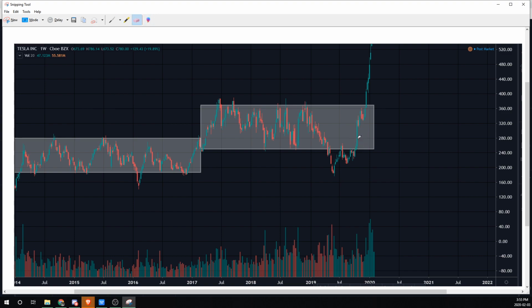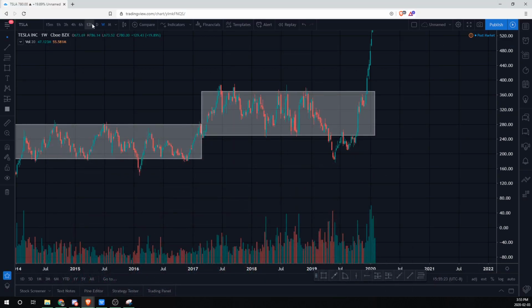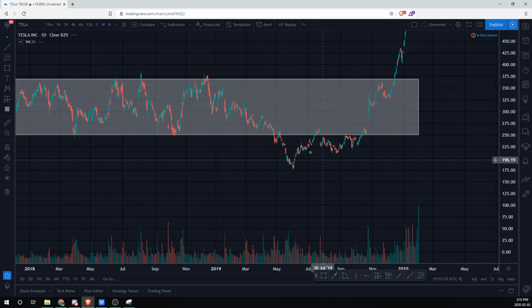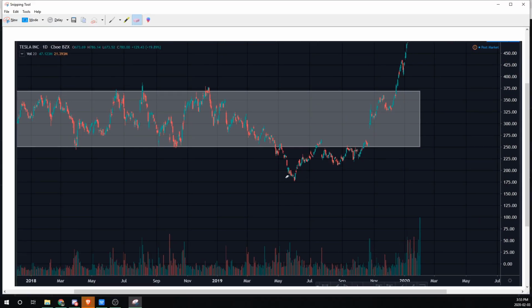So initially, let's just break this down here, because from the weekly, let's just go to the daily and discuss what happened in that initial breakout right here. So there's that pullback that we were talking about. The price was making those higher lows. So this is a low, this is a higher low, this is a higher low. So we just connect that ascending trend line.